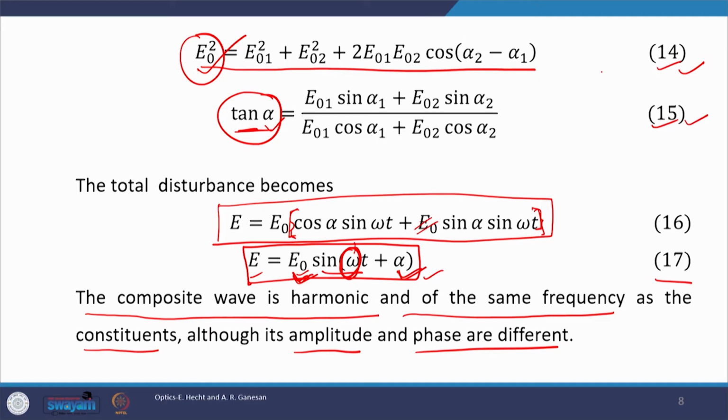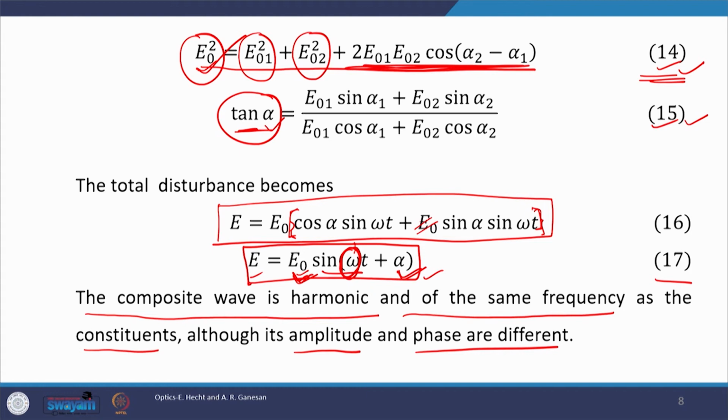Yeah. Now, if you see equation number 14, then what are the informations which can be extracted out of equation number 14? E naught is the resultant amplitude, and the first term here is the square of amplitude of first wave, second term here is the square of amplitude of the second wave. But in addition to these two terms, we are having this multiplication of E naught 1 and E naught 2, and this term is called interference term.